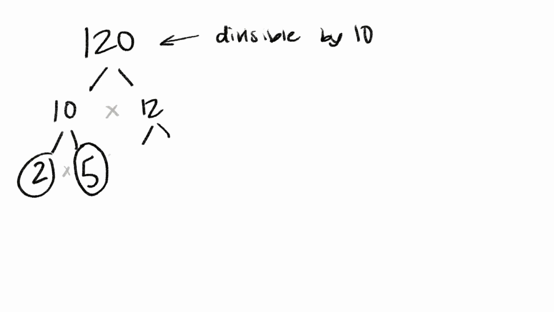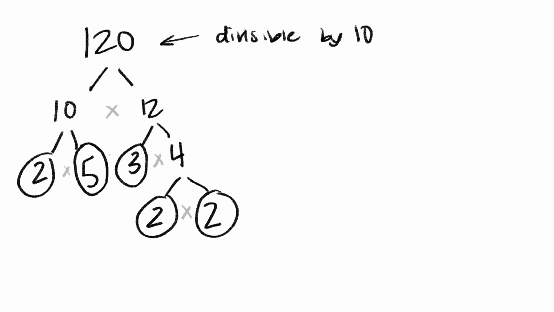I know that 12 can factor into 3 times 4, and 3 is prime, so we can circle that to leave it alone. 4 is equivalent to 2 times 2, which are both prime, so we circle those. To represent 120 in prime factorization, we just use up all of these circled numbers and multiply them together.